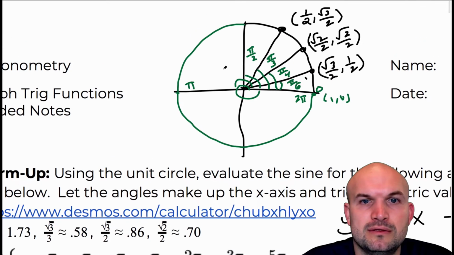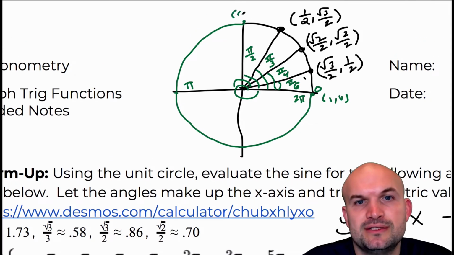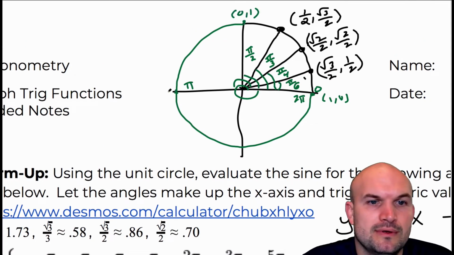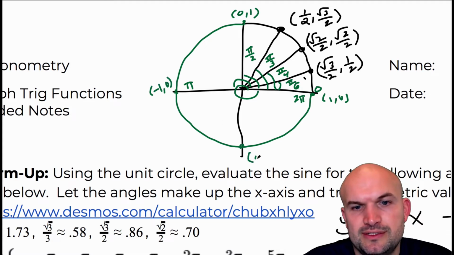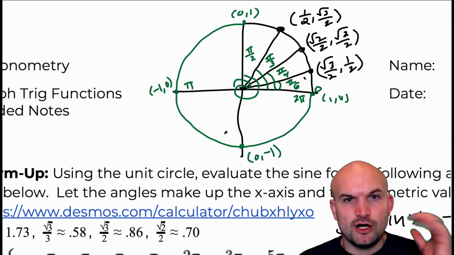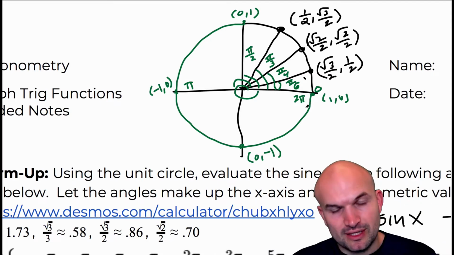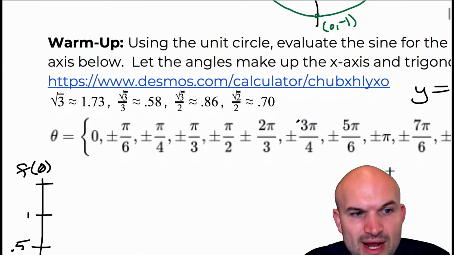Let's see, this point would be 0, 1. This one is -1, 0. And this one is 0, -1. Okay, so we got all the information we're going to need. Again, if you want to reference this as I go through this, I'm going to move rather quickly.